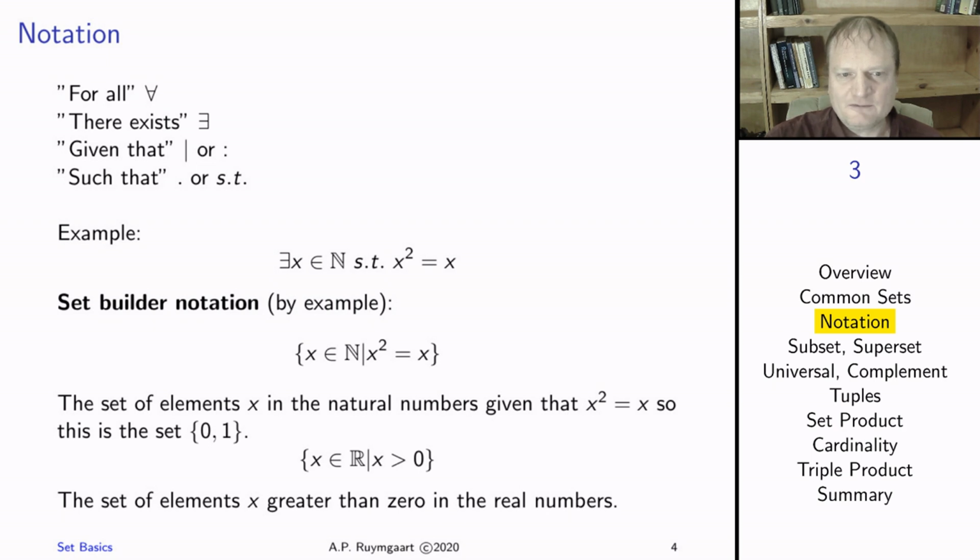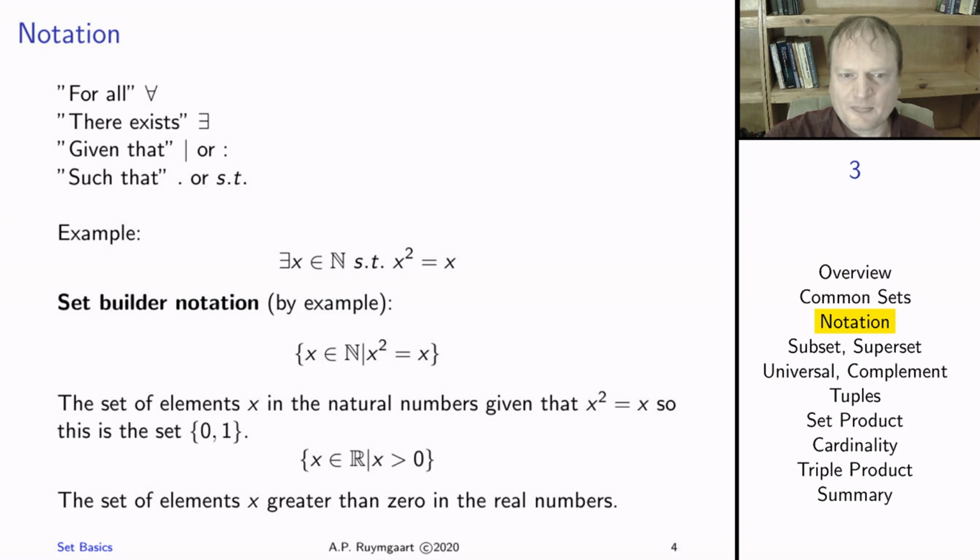So what we have here is the same example, where x squared equals x, but we're now saying, open curly bracket, so we're saying the elements x are a set, and we are also saying that x are elements of the natural numbers given that the square of x equals x. So in the natural numbers there's only 2 where this holds true. 0 equals its square because 0 times 0 is 0, and 1 times 1 is 1. So this happens to be the set 0 and 1, the set of elements 0 and 1.